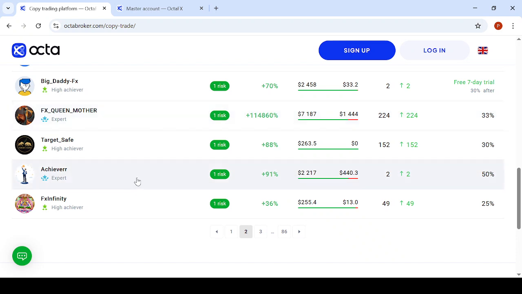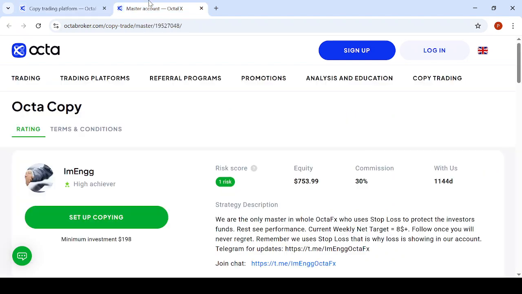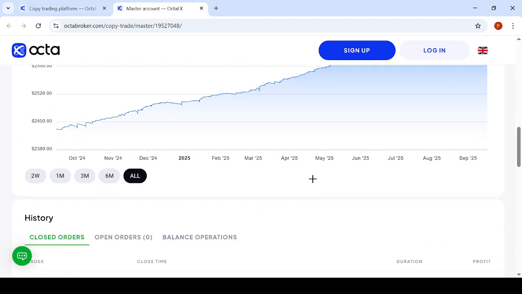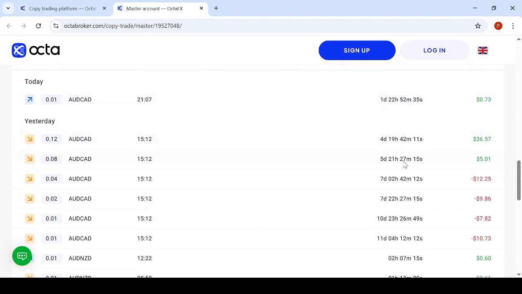You can also choose traders by trading style. As you can see, this trader holds trades for a maximum of 1 day plus, meaning this guy would be a swing trader, 7 days trade, 5 days trade. He holds trades for a long time. So you can choose your style. If you want somebody that holds trades for just 15 minutes or 1 hour, you choose scalper traders.